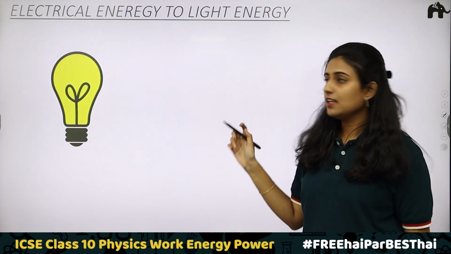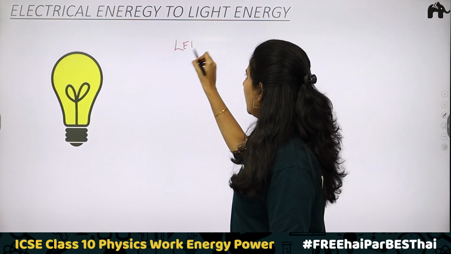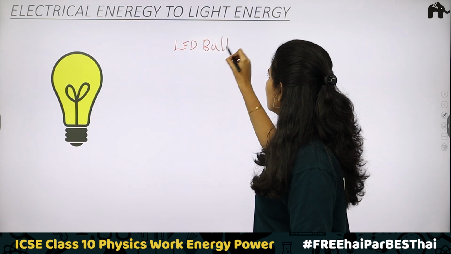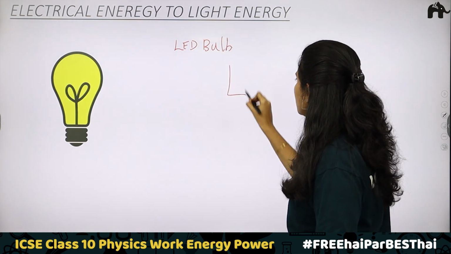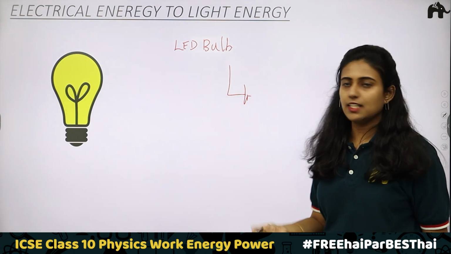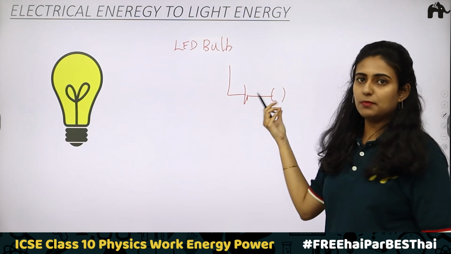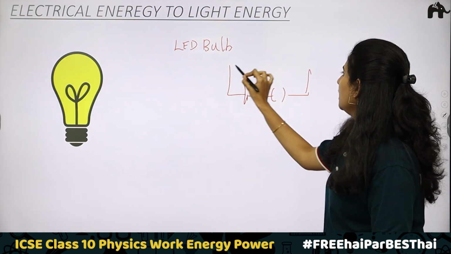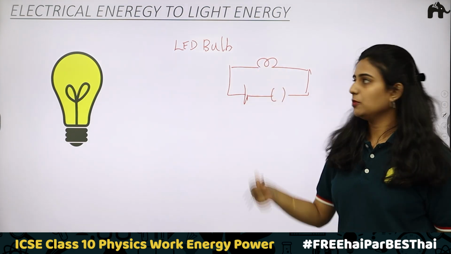What is happening here? If you take a small LED bulb and connect it to a circuit, you have a battery. A battery is a source of electrical energy. The battery has positive and negative terminals. Then you have a switch or a plug key connecting it to a bulb. This is how you represent a bulb. You have an LED bulb.